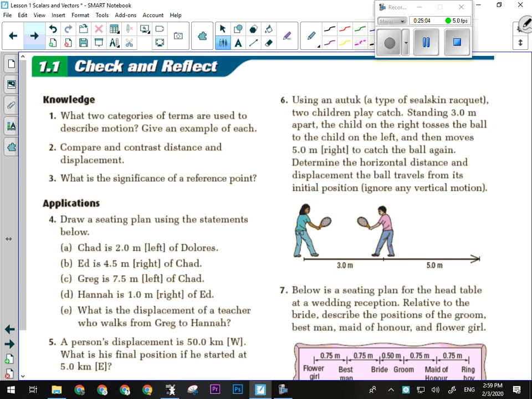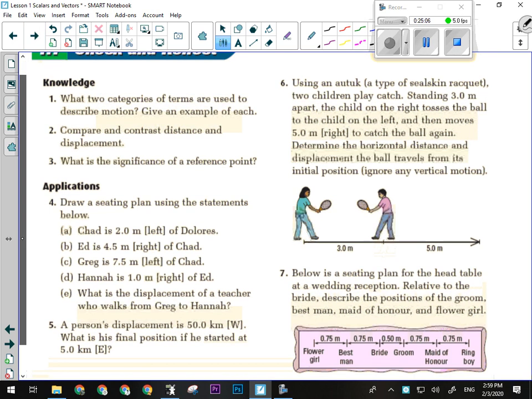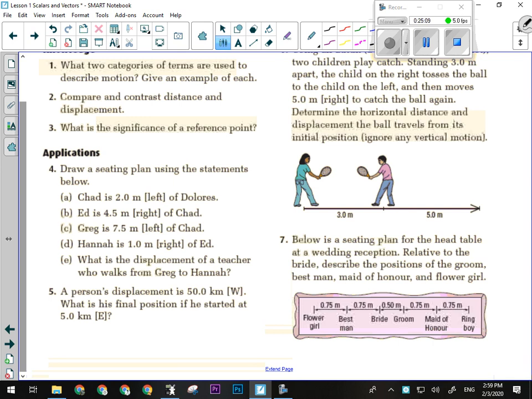I want you guys to see if you can draw the seating plan that they're talking about in question number 4. I want you to put these people in a row, and put them in the right order. All they tell us is Chad's 2 meters left of Dolores, Ed's 4.5 meters right of Chad, Greg is 7.5 meters left of Chad, and Hannah's 1 meter right of Ed. I want you to draw that seating plan and then calculate the displacement of a teacher who walks from Greg to Hannah. There's something this question's trying to illustrate. I'm going to point it out to you after you've had a little while to think it over.